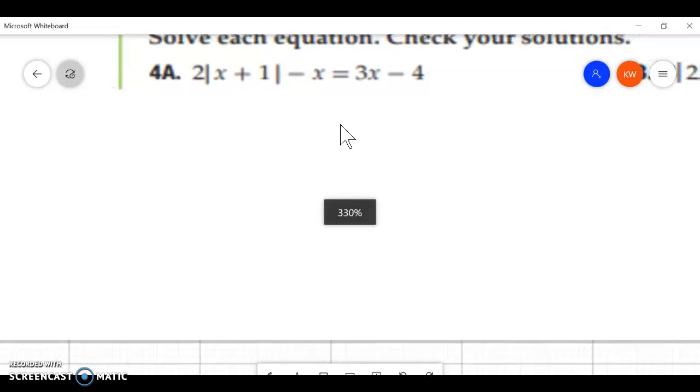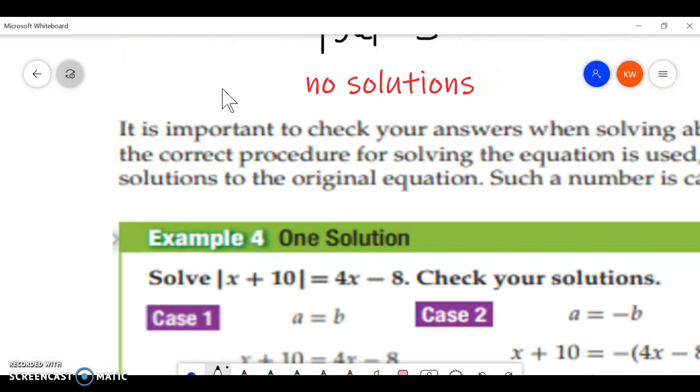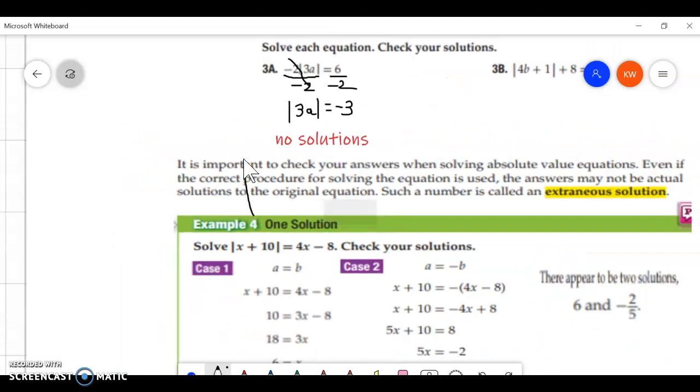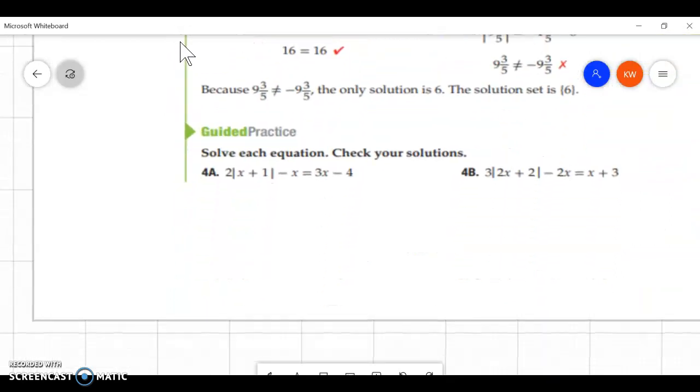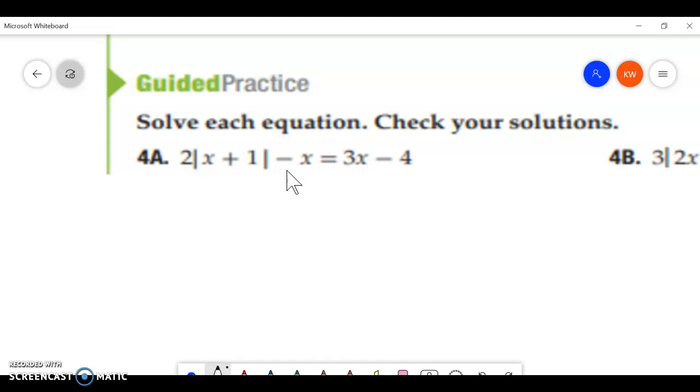Like I said before, we need to get what's inside of the absolute value bracket by itself. So we have to get that x plus 1 by itself first. The first step is to get that x over here to the other side. Right now it's subtracting, so we are going to add it to the other side.